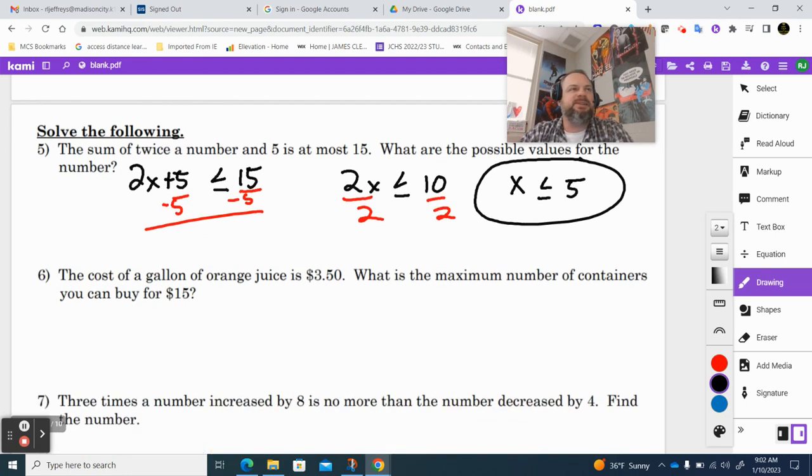Number six is a very typical, basic math type problem. Who needs multiple gallons of orange juice at once? I mean, if you're, I don't know. That doesn't seem like a really good thing to me. All right. So a gallon of orange juice is this. What's the maximum number?